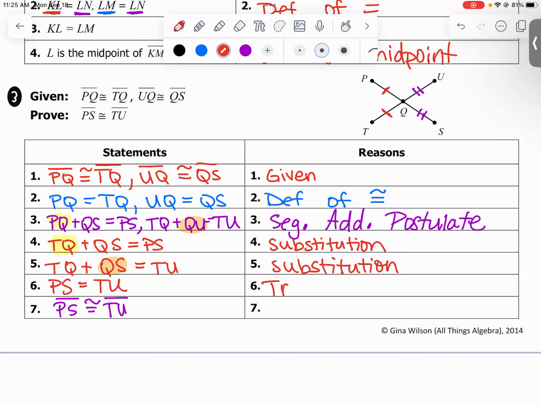Let's say the transitive property. I think that's right. Substitution would also be fine. I'll be flexible on this one. Now how can we go from PS equals TU to PS is congruent to TU? Yes.